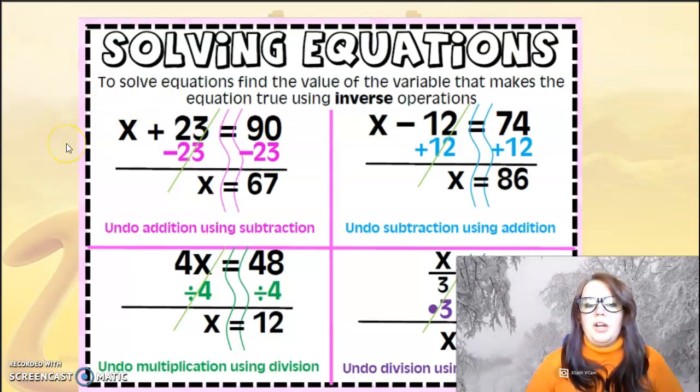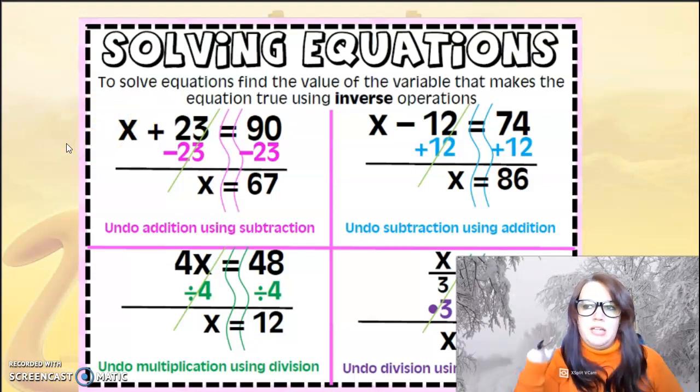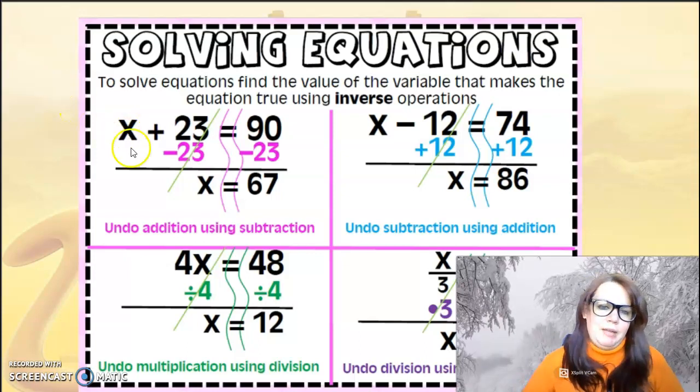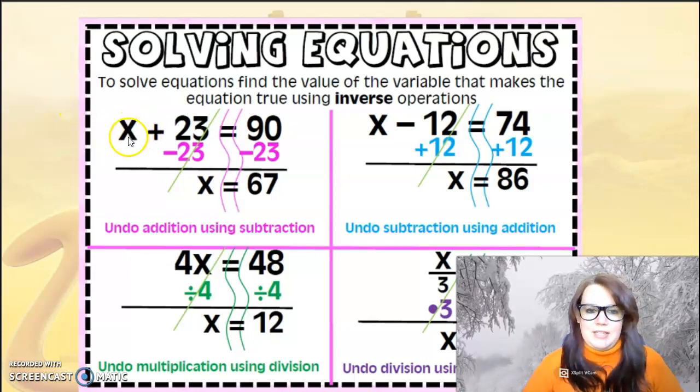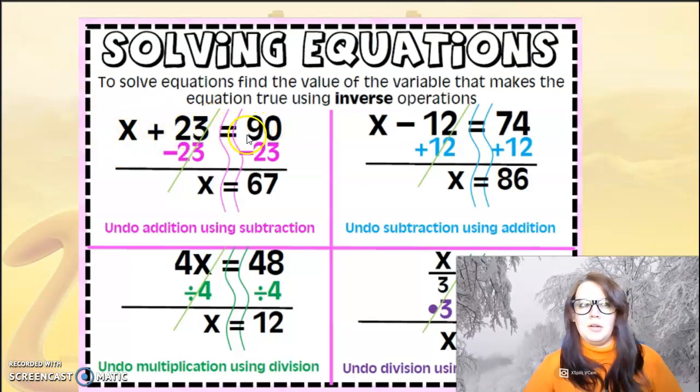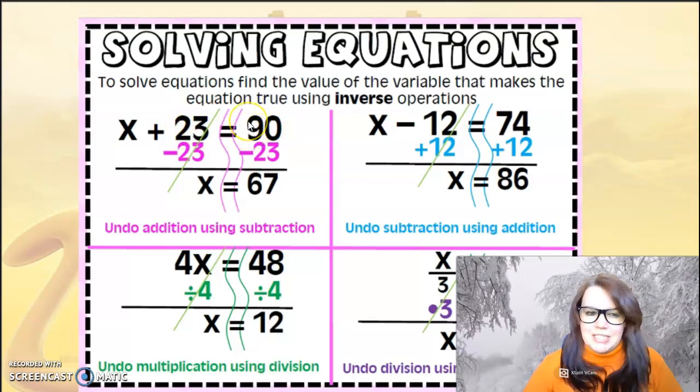So when we are doing a one-step equation, we are going to use our inverse operations, and this is where I start thinking about Scooby-Doo. If I am trying to figure out what x is, I know that x plus 23 equals 90. Okay, so I have to kind of work backwards and use my notes. I gotta solve the mystery.